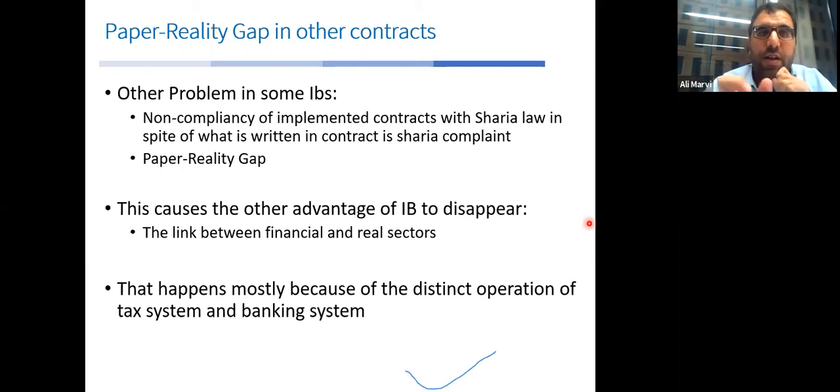So we may also see this kind of non-compliance of implemented contracts with Sharia law, or some kind of paper-reality gap in that context, that actually contradicts the main concern in Islamic banking, that the real sector and the Islamic banking sector should be tied tightly together. And this causes the other advantage of Islamic banking to disappear. The link between financial and real sectors is no longer guaranteed by this kind of gap.